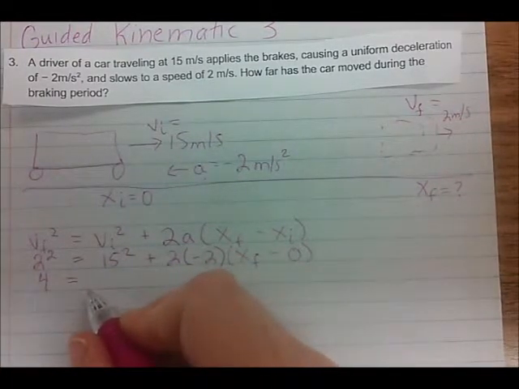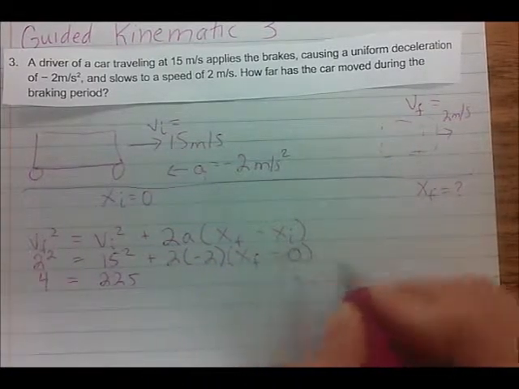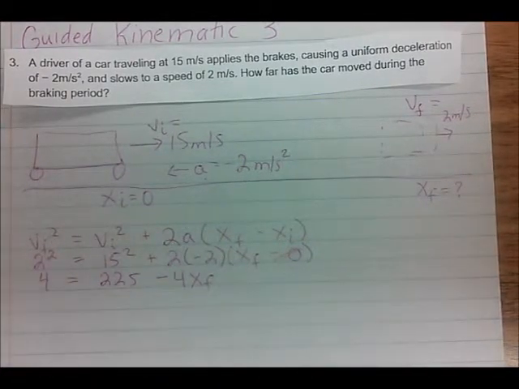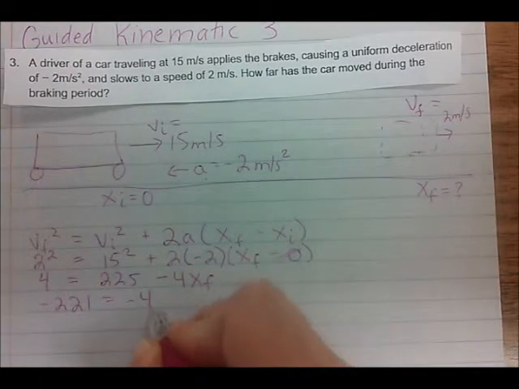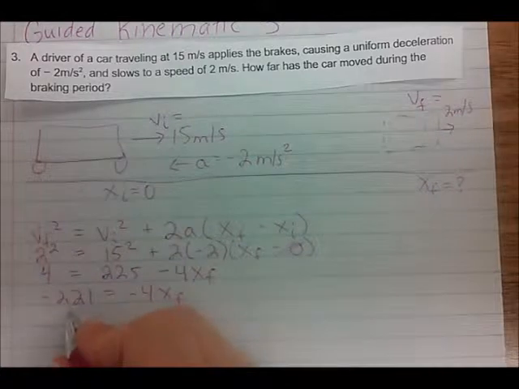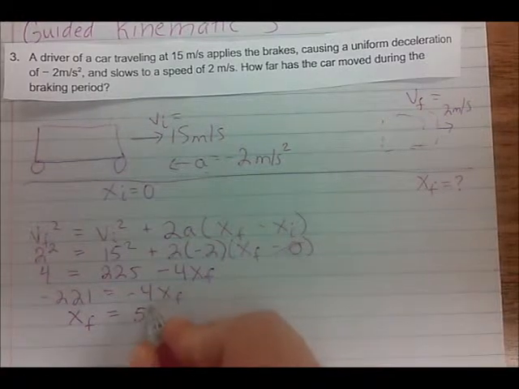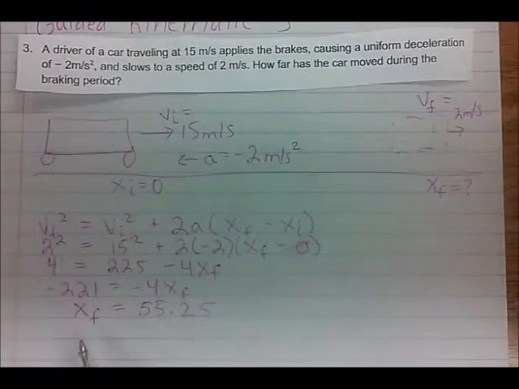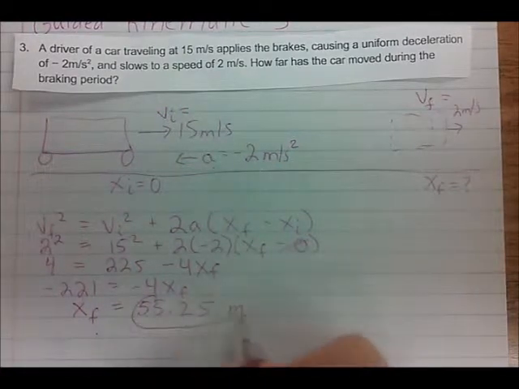So 2 squared is 4. 15 squared is 225. Remember, this term just goes away, so we end up with -4 times XF. Then I'm going to subtract 225 from both sides. And if I divide both sides by -4, I get XF is equal to 55.25. So we still need to put in our units. Now this is position. The correct units for position are meters, so we write meters, and we circle our final answer.